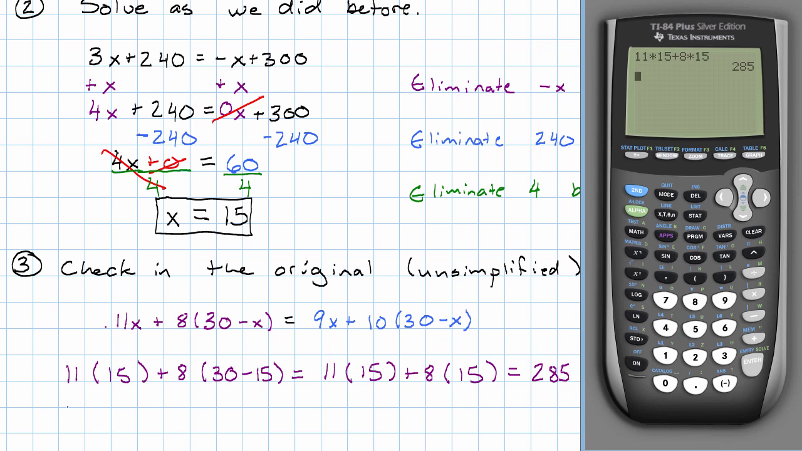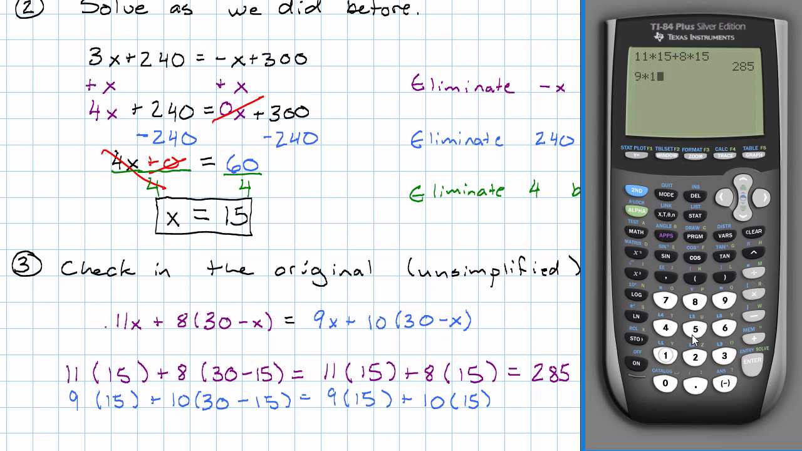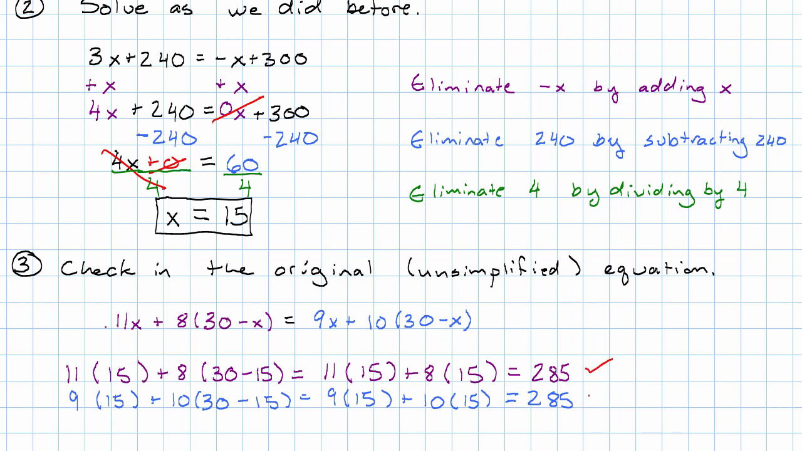Plugging into my right-hand side, 9 times 15 plus 10 times 30 minus 15 is 9 times 15 plus 10 times 15. This arithmetic might be a little easier in my head, but I'm going to go ahead and use the calculator anyway. I get 285 again. So seeing that these are equal, my solution is correct.